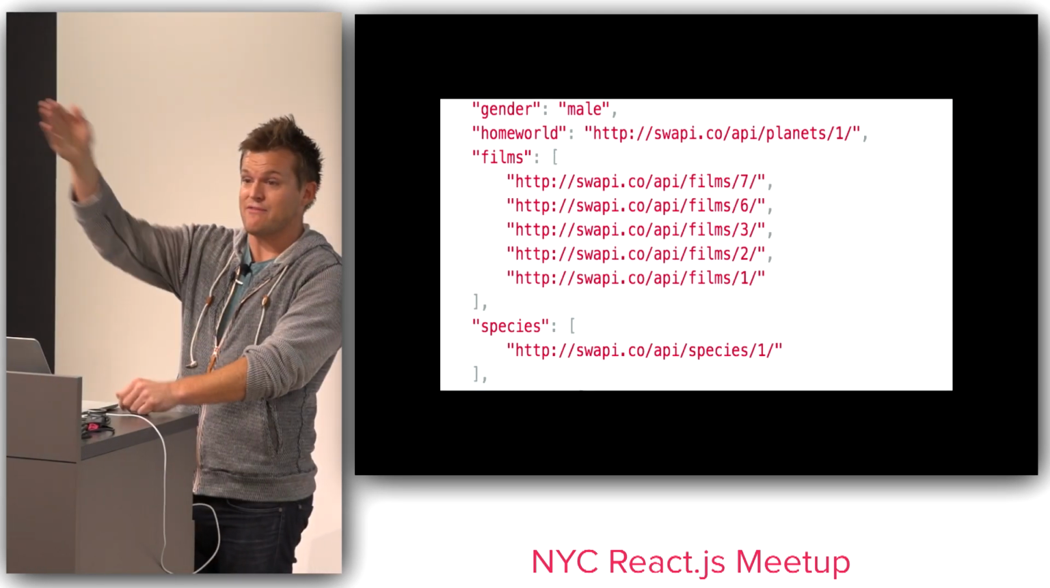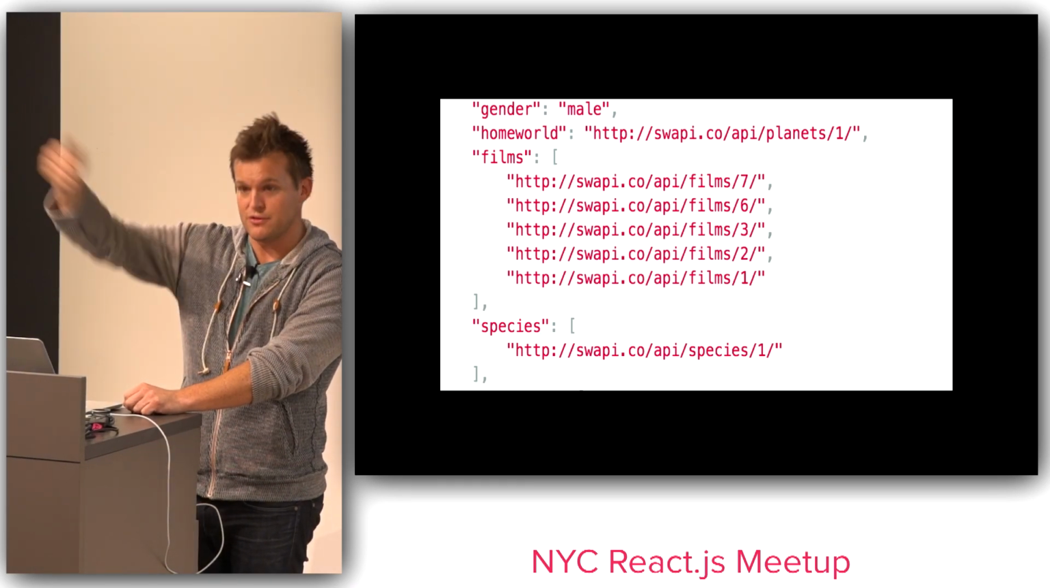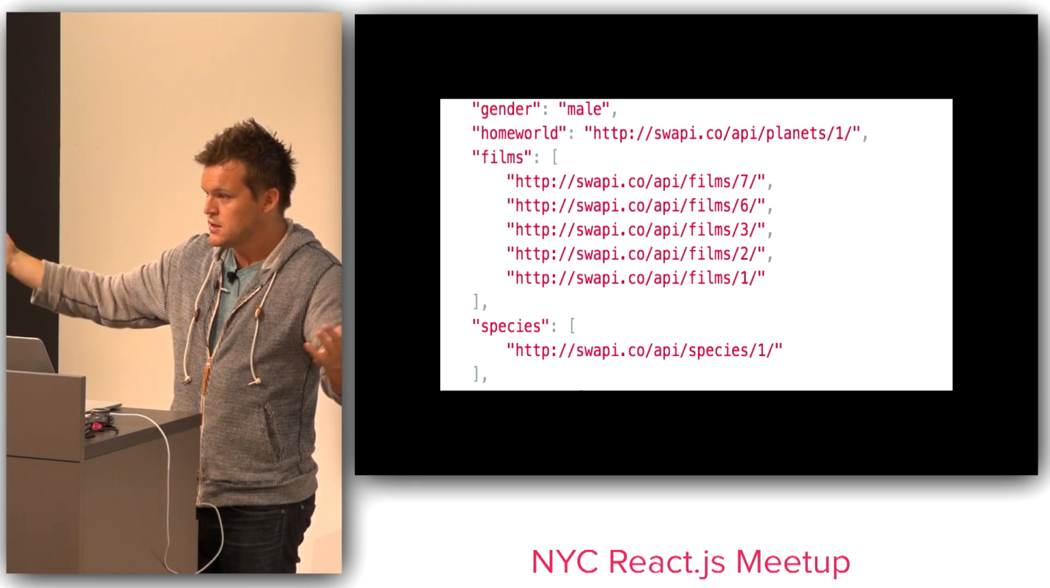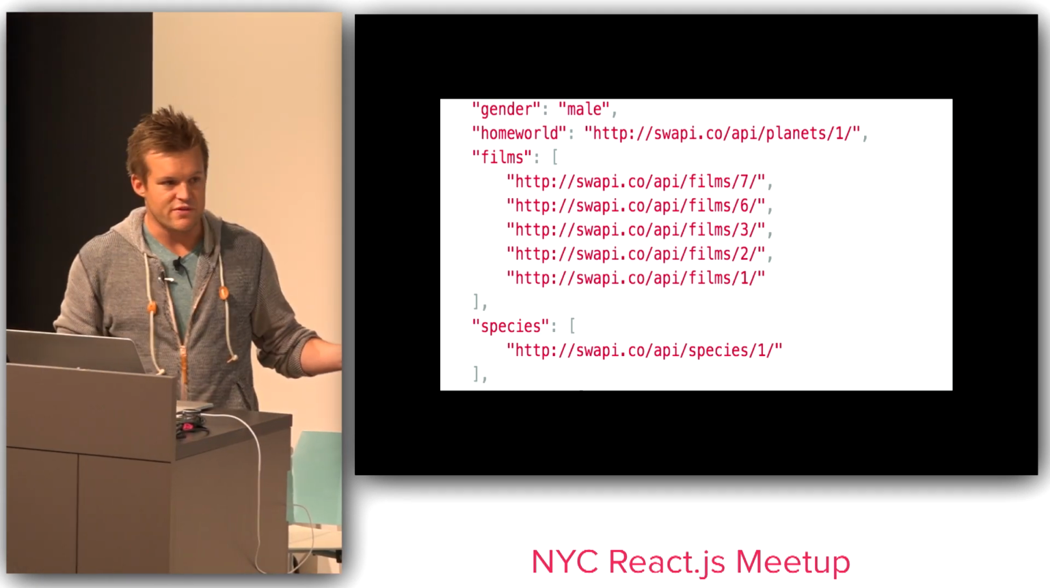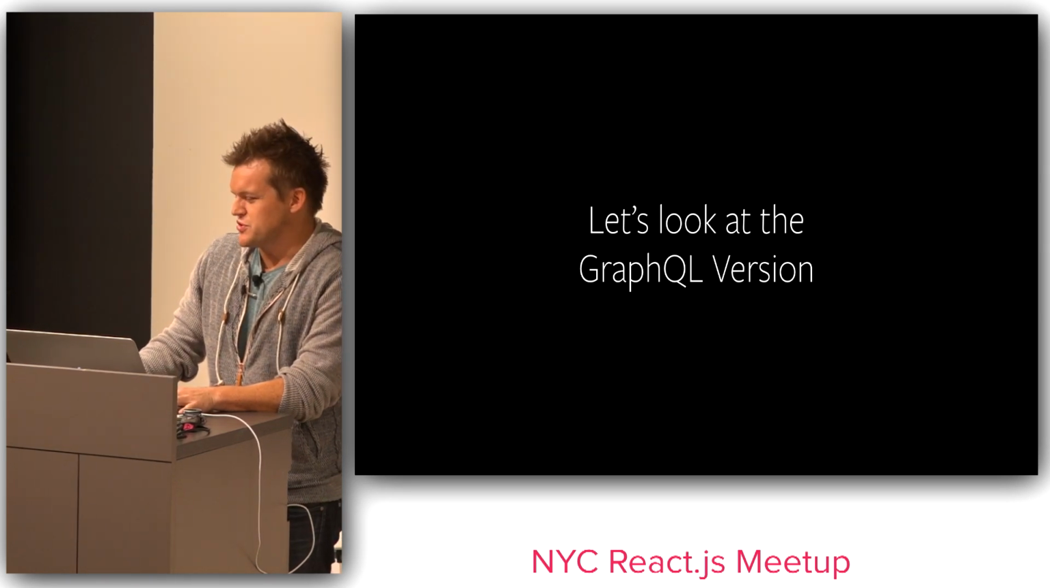And then when you want to navigate down the object graph, you get a list of URLs, and you have to do another round trip to grab them. Is this looking familiar? This is every REST API you ever dealt with. So what does the GraphQL version look like?